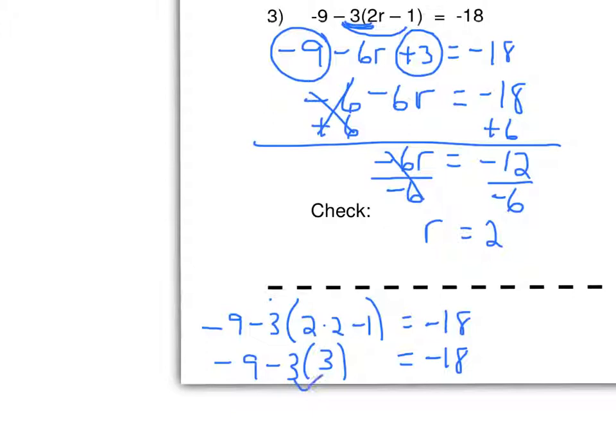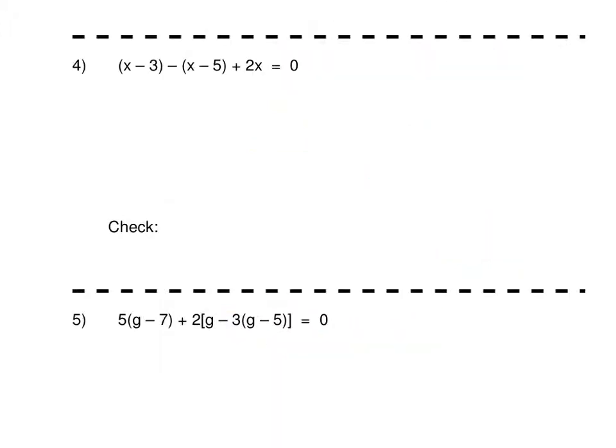So I do this first because that's multiplying. So I have a negative 9 minus 9. And yes, that does equal negative 18. So it does check. Let's do 2 more.